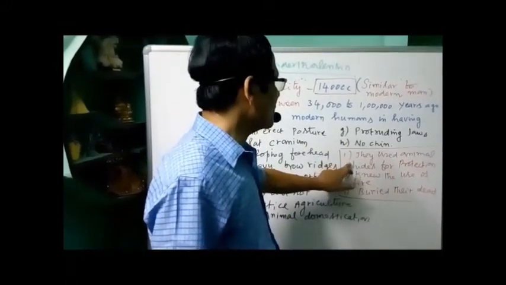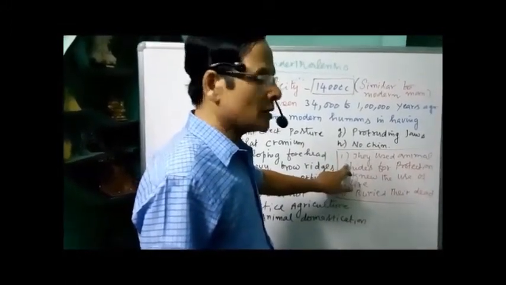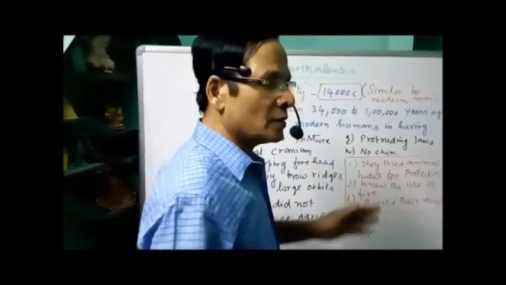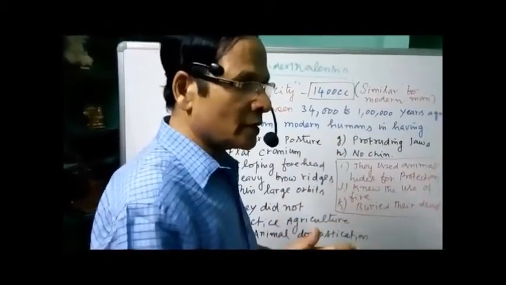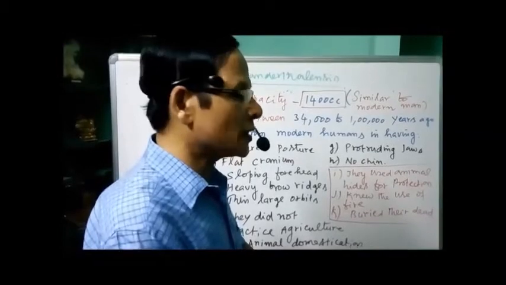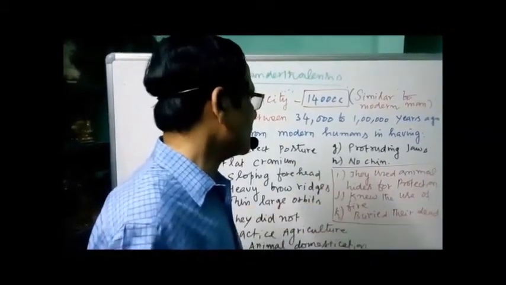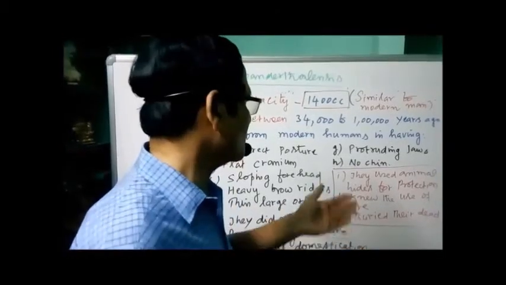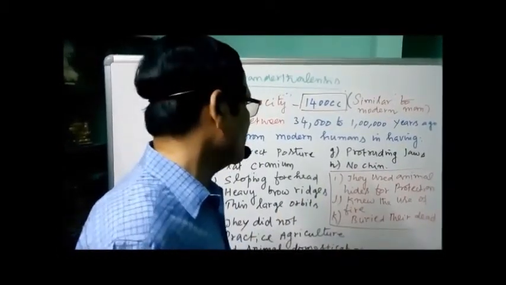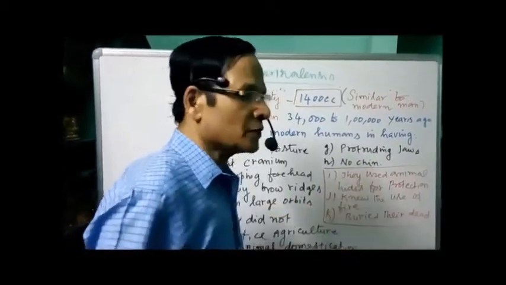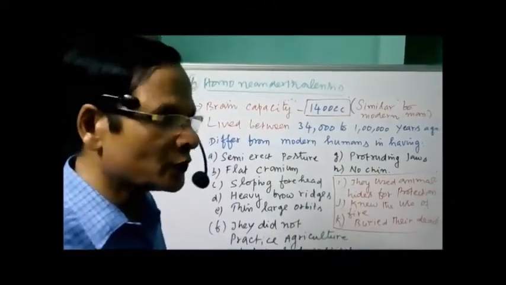They used animal hides for protection. That was the first time a fossil man had used what are actually called dresses. They used animal skin, that is animal hides, nothing but animal skin for protection, covering the body. They knew the use of fire. First man knew the use of fire.